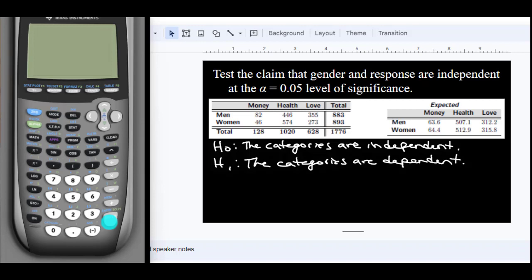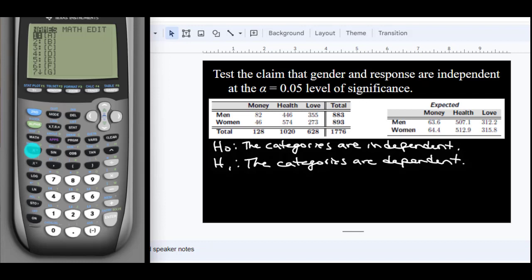Okay, and we've already generated our table for the expected count, and we were given the table for the observed count. So let's go ahead and go to matrices. The matrix menu is the second button and this inverse button right here. Nope, that's the wrong one, sorry. Second inverse right there. That brings us to the matrix menu.